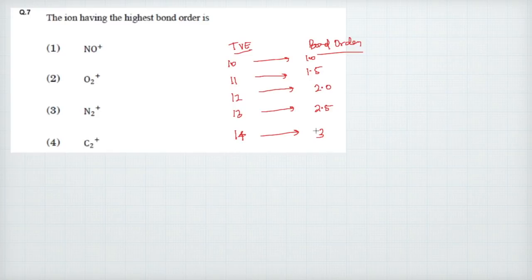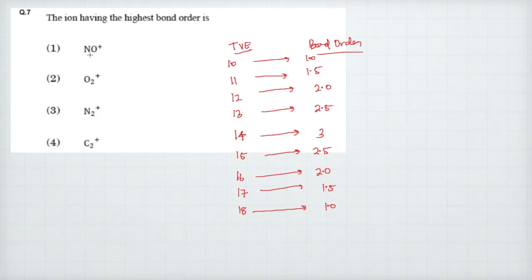Similarly for 14 it is 3. For 15 it will again decrease by 0.5, so it will become 2.5. For 16 total valence electrons, it is going to become 2.0. Then again for 17 it is going to become 1.5, and so on. For 18 it is going to become 1.0, so it goes like that. So by calculating the total number of valence electrons, you can easily predict the bond order.